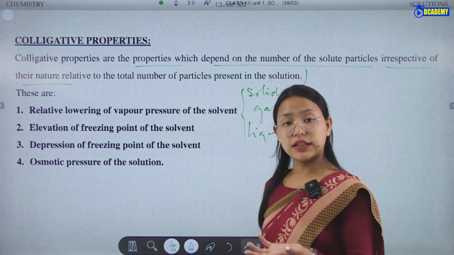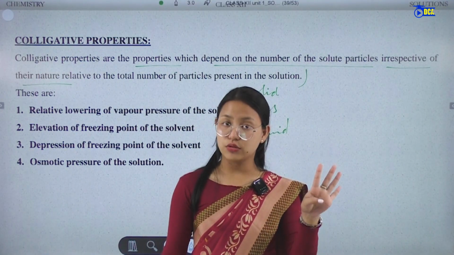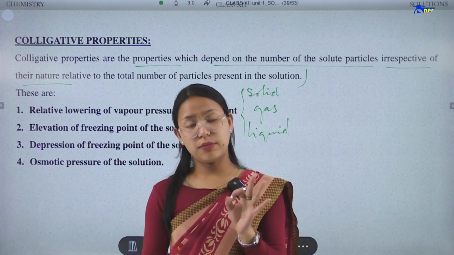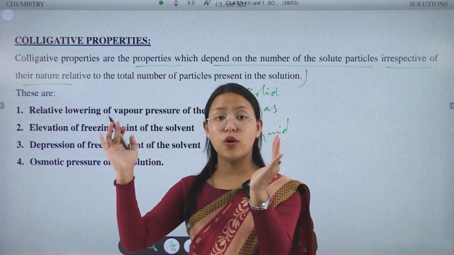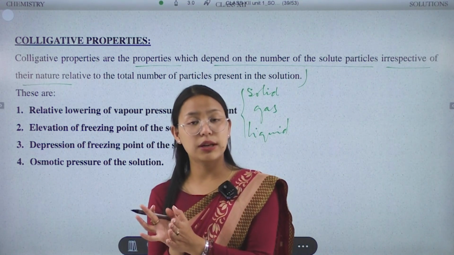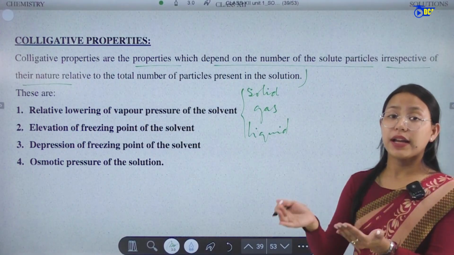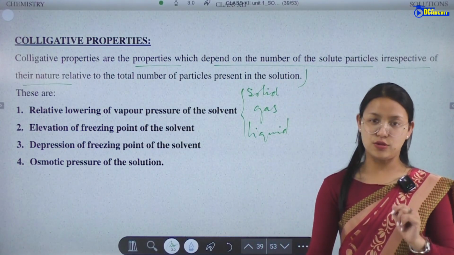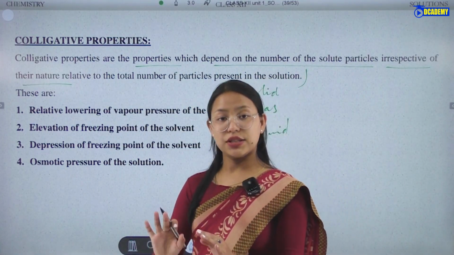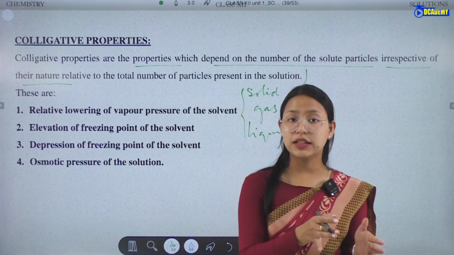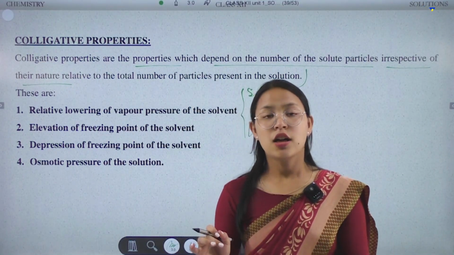The total number of the particles will depend on both the solute and the solvent, the whole solution. But here the colligative property is the property which depends on the number of the solute particles present in the solution, irrespective of the nature. It depends only on the number of the solute particles.